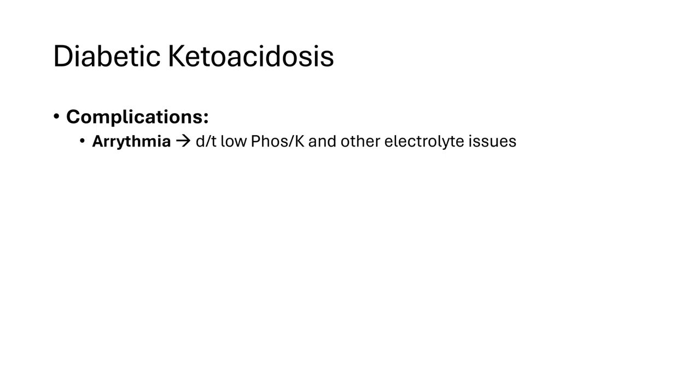Arrhythmia is one of them. This is typically due to electrolyte abnormalities such as hypophosphatemia, hyperkalemia, and other electrolyte issues. We obviously treat this by monitoring the electrolytes as well as repleting and treating as needed. So I won't berate this too much because we've already talked about it.